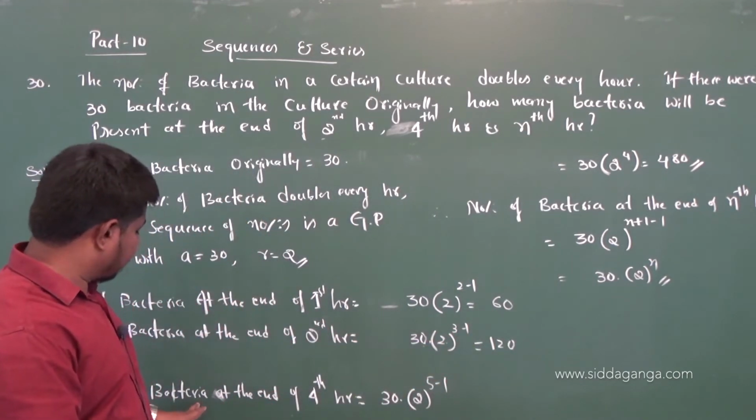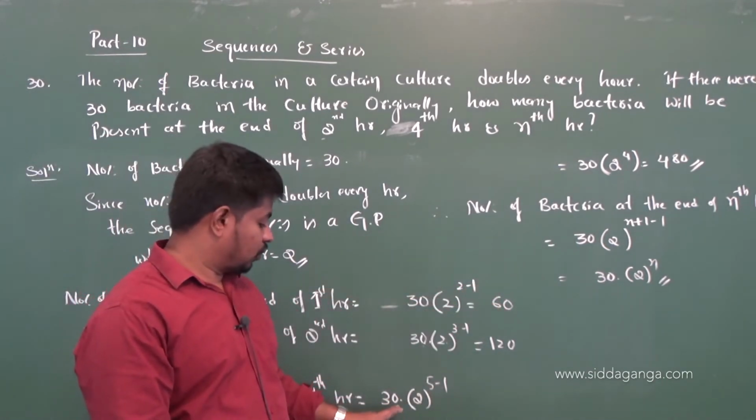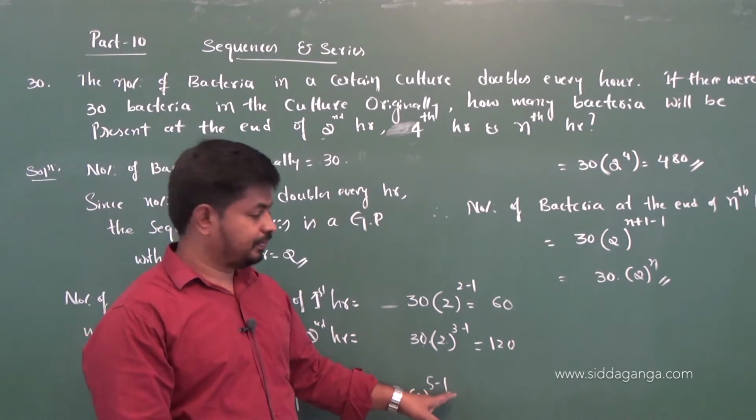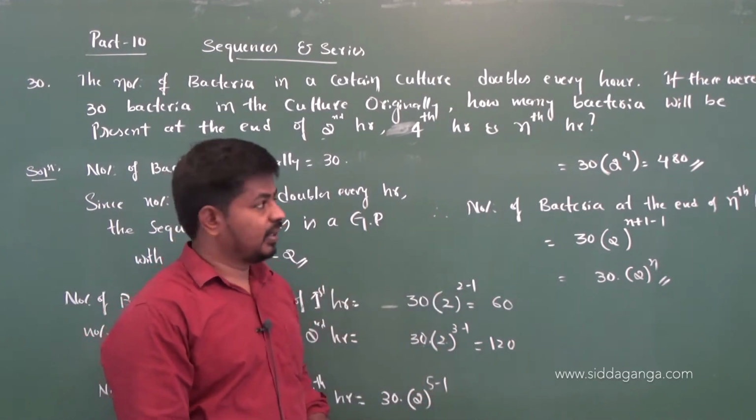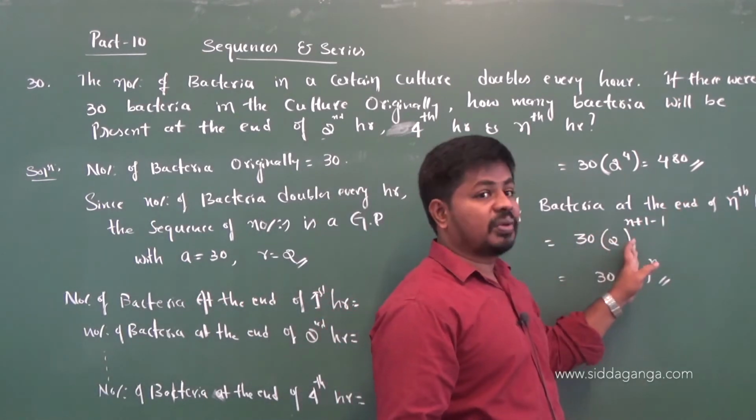So in the same way, at the end of fourth hour, it becomes fifth term. So 30 into 2 power 5 minus 1. So that is what you get, 480. In the same way, number of bacteria at the end of nth hour becomes what? 30 into 2 power n plus 1 minus 1.